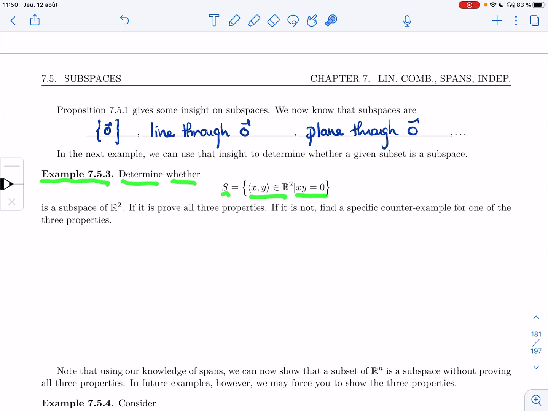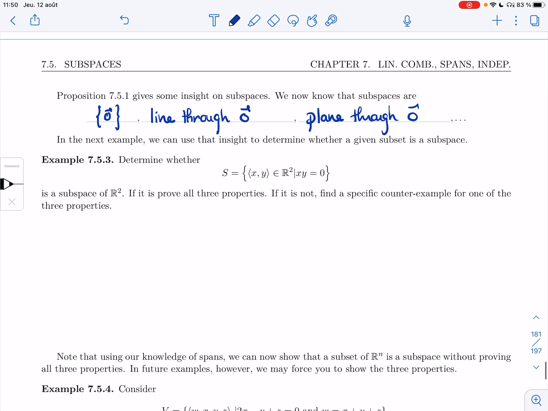Determine whether S, which is the set of all vectors (x, y) in R2 so that x times y is 0, is a subspace of R2. If it is, prove all three properties. If it is not, find a specific counterexample for one of the three properties. So this is a case where you have first to decide whether it is a subspace or not. And it's not always easy. So let's see if we can use our newfound knowledge.